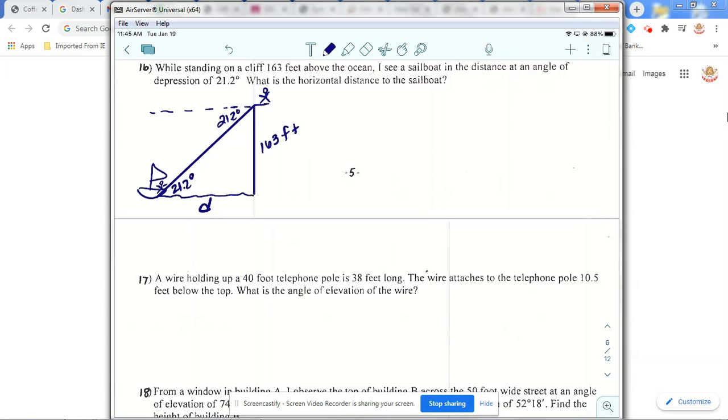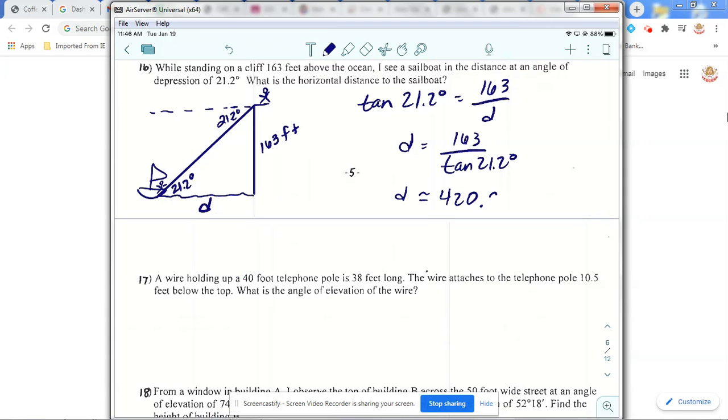All right, so looking at those, looks like we're going to use tangent. So the tangent of 21.2 degrees is equal to the opposite over the adjacent. And the variable is down low. We're going to switch. All right, and then in the calculator, that should be 420.24 feet.